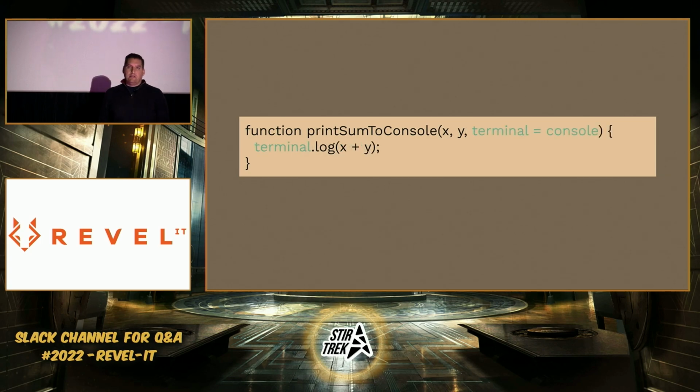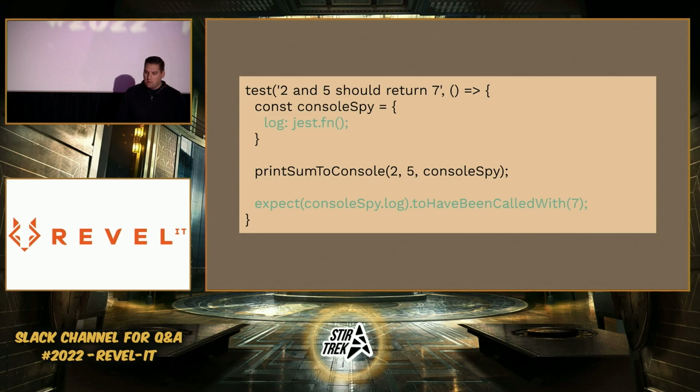And what if we wanted to test this? And we know how to do that now. This isn't in a class, but dependency injection works as parameters in a function as well. It doesn't need to be in a constructor. So we pass in our console, our terminal there. We start using that instead, which allows us, when we're in production, to use the actual console. But when we're testing, we can use a console spy.